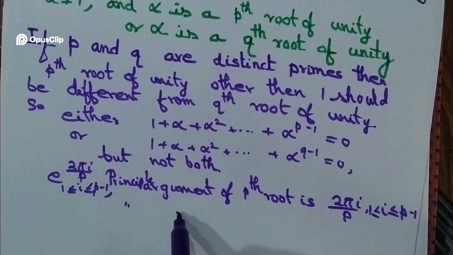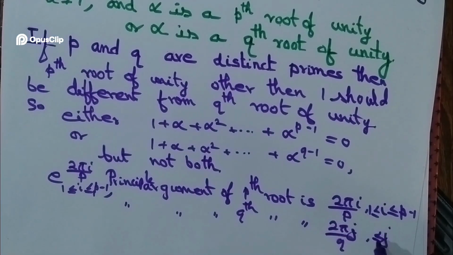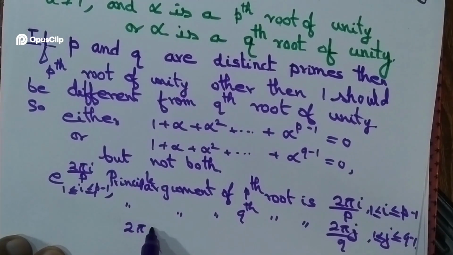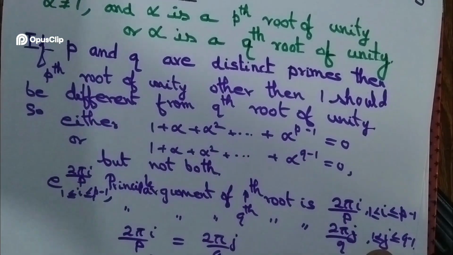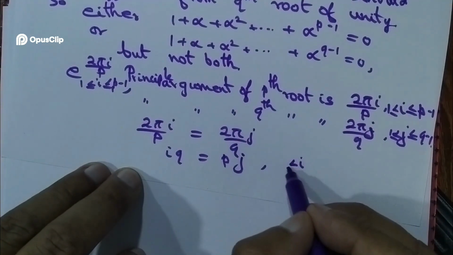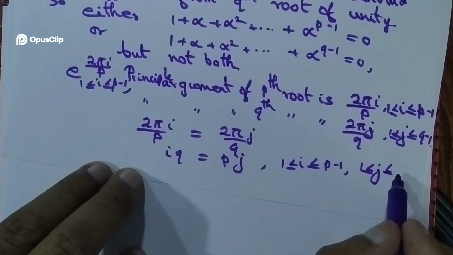Similarly, the principal argument of the qth root is 2 pi j by q, and j is running from 1 to q minus 1. Now if two complex numbers are equal, the pth root equal to the qth root, then it must happen that 2 pi i by p must be equal to 2 pi j by q. We can cancel 2 pi out and say that i times q equal to p times j, and i is running from 1 to p minus 1, and j is running from 1 to q minus 1.